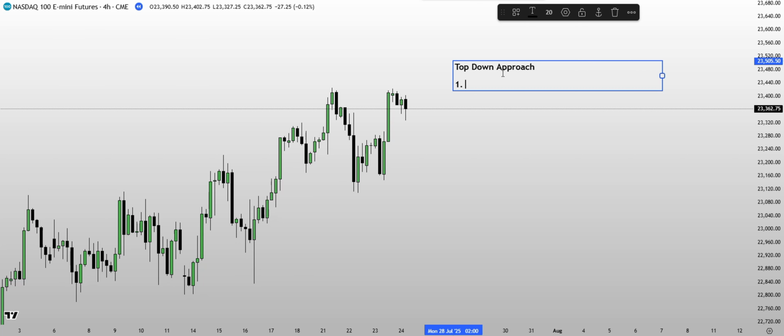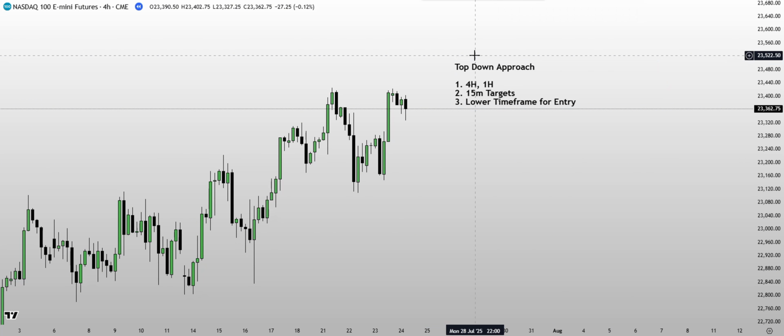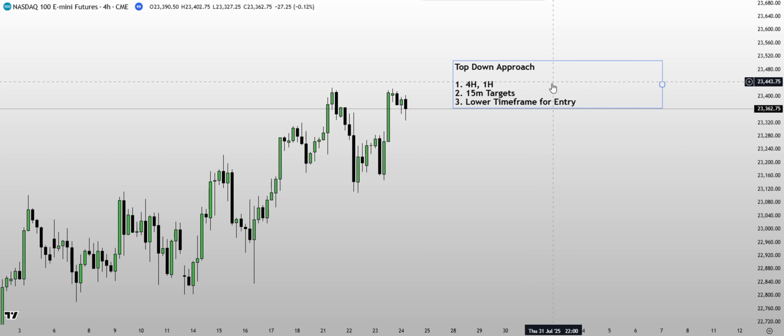We're going to begin with the 4-hour and 1 hour to find the likely direction. Then we're going to go to the 15-minute to find targets. And then we are going to go to the lower time frame for entry. So this approach is surrounding this framework right here. We can use the lower time frame for targets as well, but that will be also utilized for entries. The 15-minute will find the target for us in the direction of the higher time frame narrative. So that's what we are going to locate.